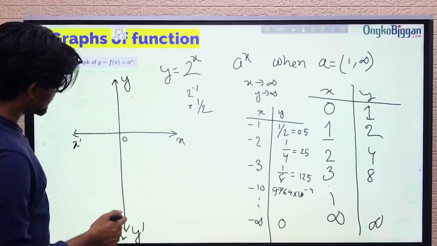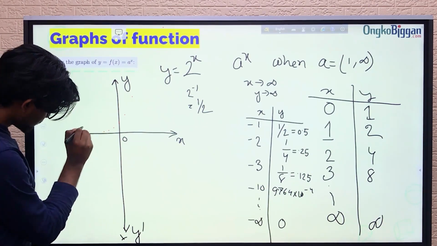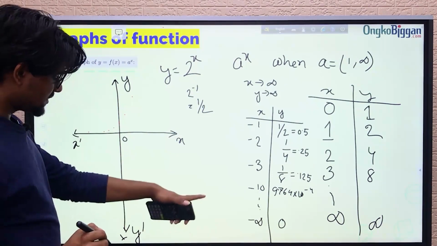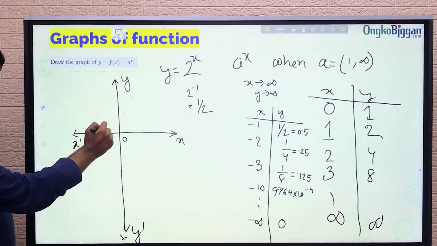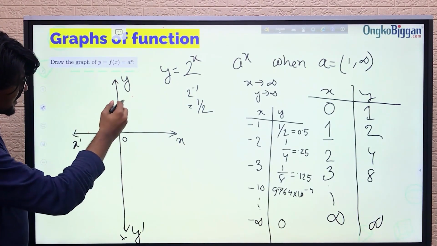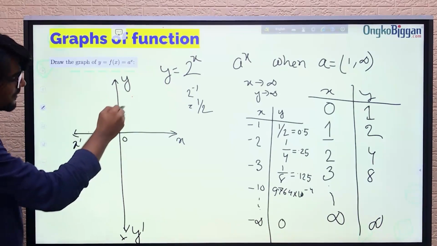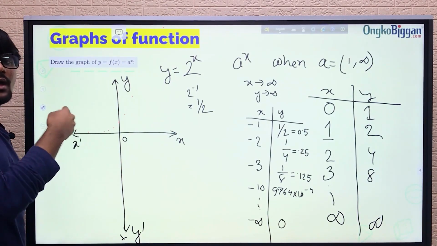And if x is equal to minus 10, we get a point that is very close to 0 but not equal to 0. And as x goes to minus infinity, we will actually move out of the board, so we are not going to draw it. So you can see that we have actually found a graph.